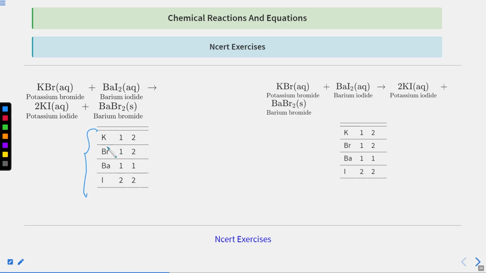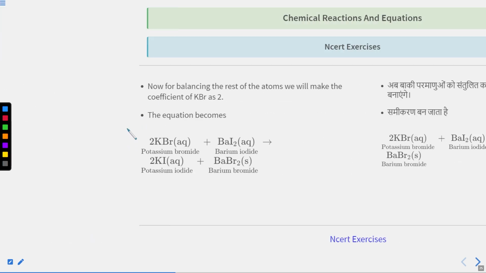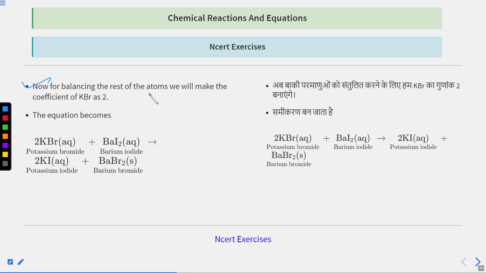Now you can make a table again. Potassium is 1 on the reactant side, but now potassium is 2 on the product side. Br 1 and 2, barium 1 and 1, and iodine is balanced. The number of iodine atoms on both the reactant side and product side are now balanced. I hope this is clear. Now what can you do? You can put another 2, in front of KBr.